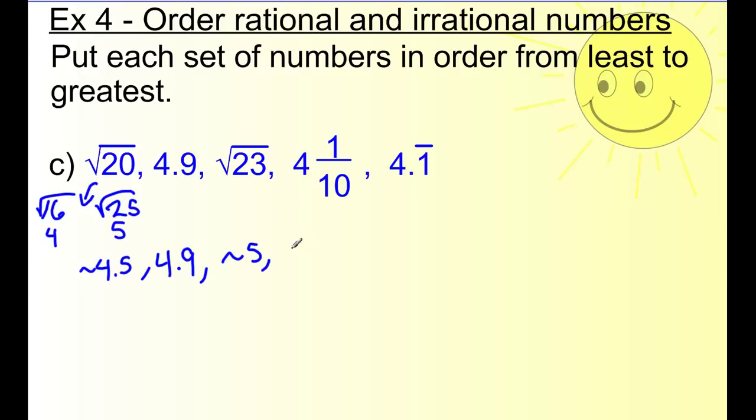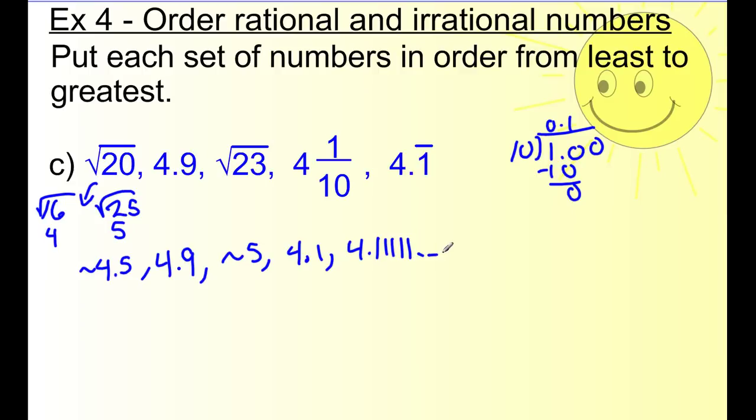Let's see, that gives me 4.10 divided into 1 goes in 0.1 time, remainder of 0. So 4.1, and this is 4.11111 repeated.